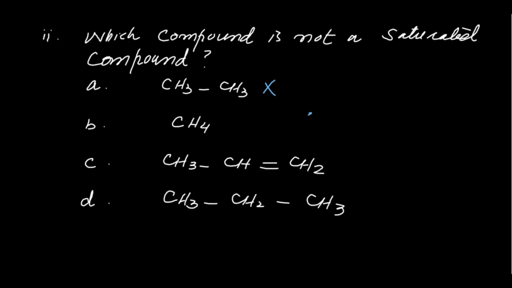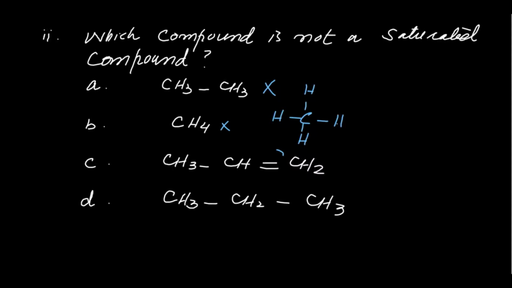Now student, see the second option. In the second option, if we write the structural formula for this compound, carbon forms single covalent bonds with hydrogen. This is methane, right? In which carbon forms single covalent bonds with hydrogen. All the 4 bonds are single covalent, right? So that's why this compound is also a saturated compound. So this is also incorrect, because this compound is a saturated compound.